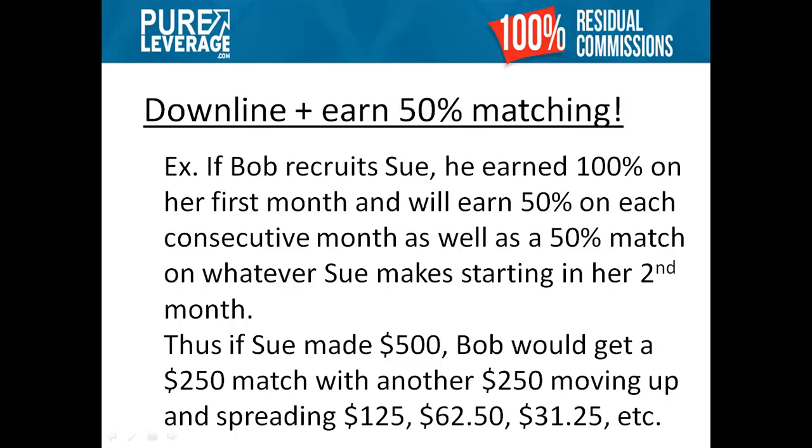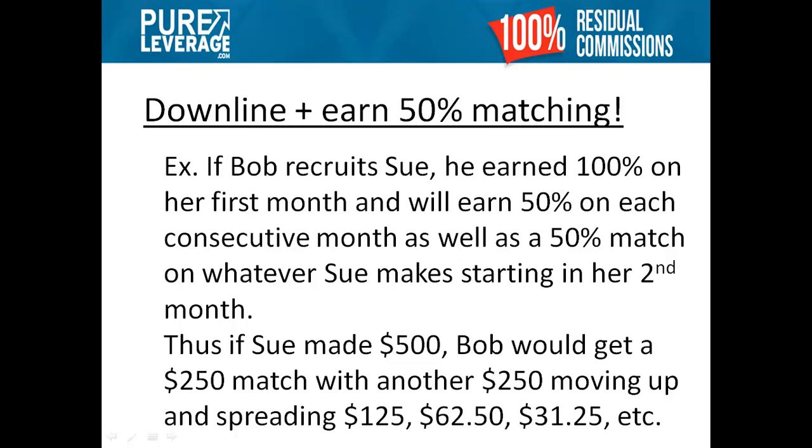Now, this 50% matching check on the downline. In our example here, let's say Bob recruits Sue. He's going to earn 100% on her first month, and then he's going to earn 50% on each consecutive month as well. So he's going to earn $25 on month 1 and $12.50 on month 2. What he's also going to earn is a 50% match on whatever Sue makes starting in her second month. Because again, everything that Sue makes in that first month, she's going to keep for herself. It's 100%. But let's say Sue in her second month brought in people that stayed for a second month, and so Sue ends up making $500 residual commissions on the second month. In reality, that's $1,000 in sales, but she's just getting 50% of that. Okay, hopefully that made sense.